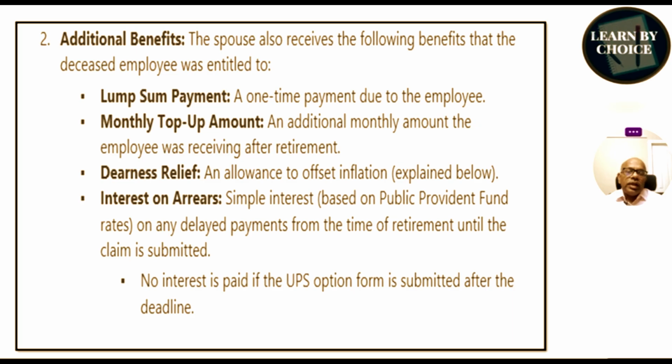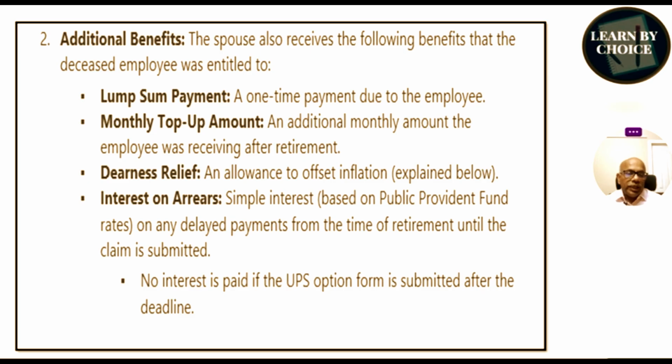The spouse receives the following as additional benefits. They are eligible for a lump sum payment. Lump sum payment is different from the withdrawal allowed at the time of retirement. Lump sum payment is 10% of the last drawn salary, payable for each 6 months of service completed by the employee. That is allowed to the spouse.